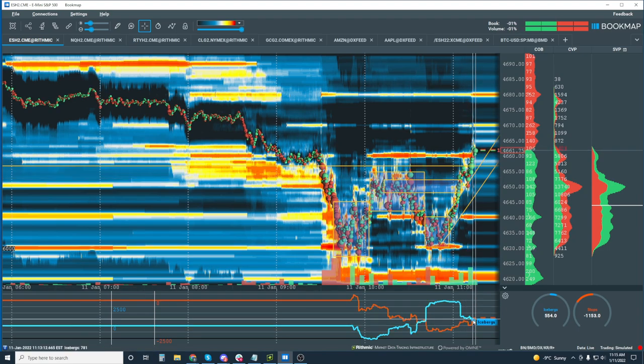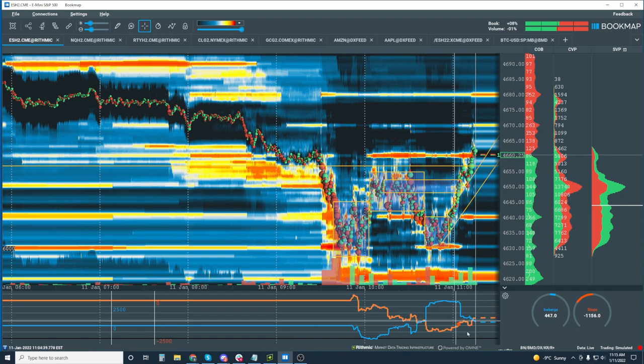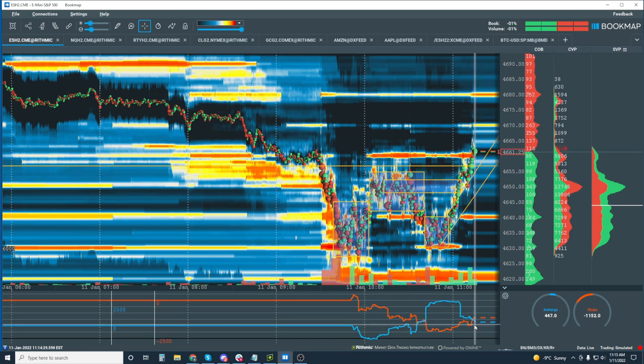Okay, look for some stops here. Above the swing, we got a few, but I'm looking for a lot more than that. Oh, this is going to be a bloodbath.